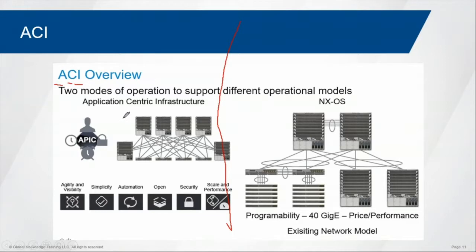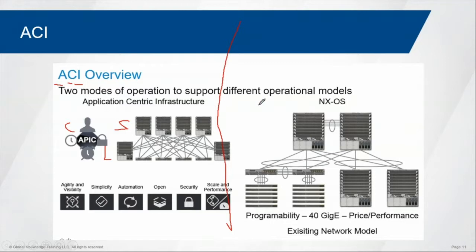How does it work? Well, ACI must have three key pieces of the puzzle. Got to have a spine, got to have a leaf, got to have the controller, and often more than one of each. These three elements are mandatory for ACI. And built within that, software-defined networking, the ability to automate, is everywhere.